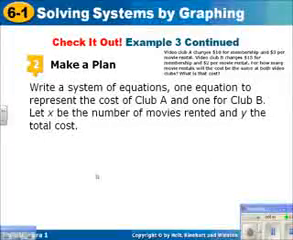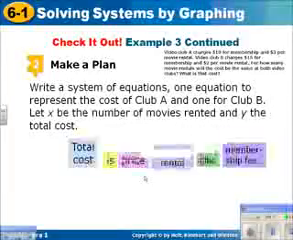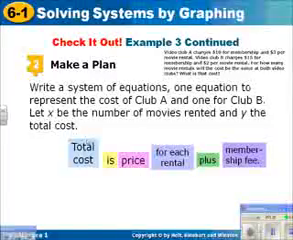So you make a plan to solve the question. So you write a system of equations. One equation to represent the cost of Club A and one for Club B. So you've got to pick your variables. So let x be the number of movies rented, because that's your independent variable, and y be the total cost, because the total cost depends on the number of movies you rented. So your total cost is your dependent variable. So you know that total cost is going to be the price for each rental plus your membership fee.